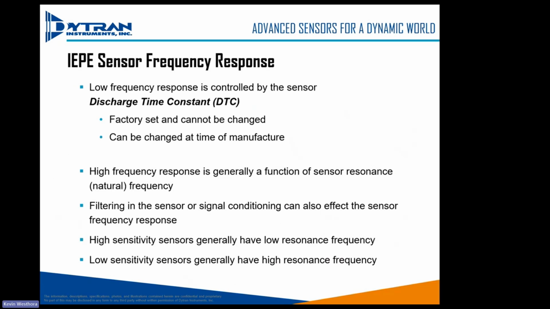The low end frequency is determined by what we call the discharge time constant. It is set at the factory. It cannot be changed. We do list it on the data sheet what your DTC level is, but it's much easier to determine what your low end frequency is on the data sheet by just looking at the frequency response of the data sheet. It'll give you the low end frequency and the upper frequency. Typically, it's going to be somewhere around 1 or 2 hertz. Okay. And I have a graph to show you what that looks like here in a second.